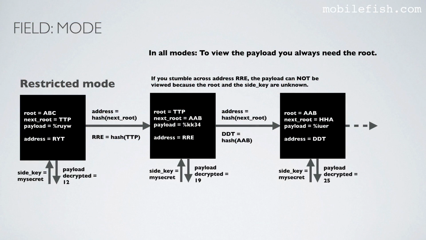The last channel mode is the restricted mode. The restricted mode is the same as the private mode, but you also need the side key. The side key is used to encrypt the payload, but is also used to decrypt the payload. The root and the address are not the same. The address is the hash of the root. To find the address of the next message, you need to hash the next root, as indicated here. If you stumble across address RRE, the payload cannot be filled because the root and the side key are unknown.